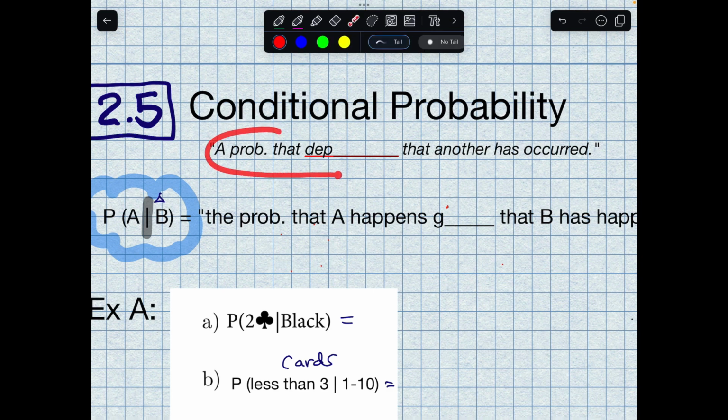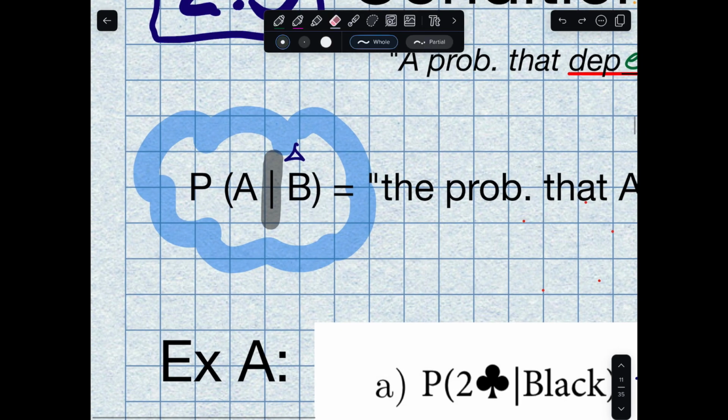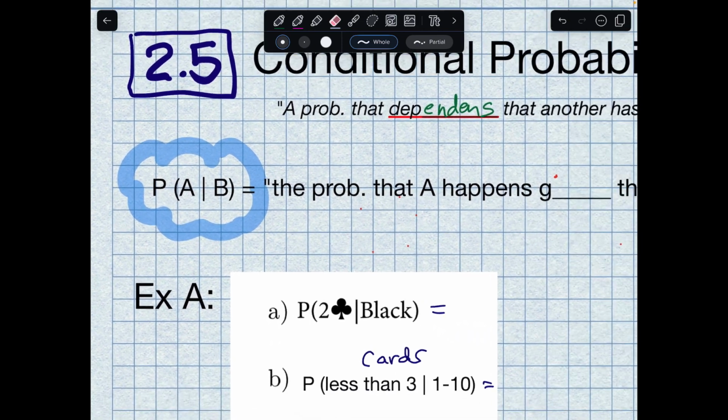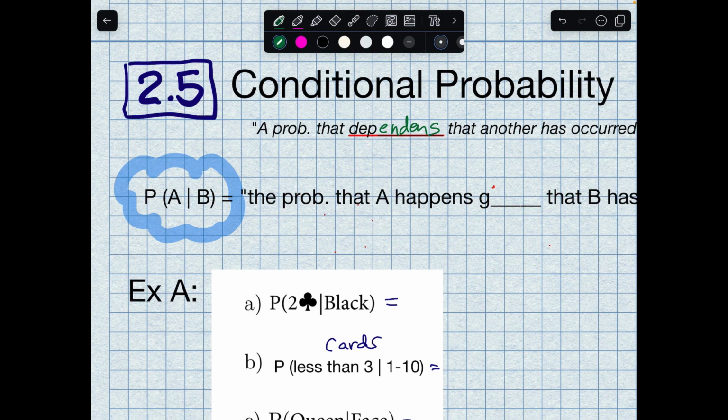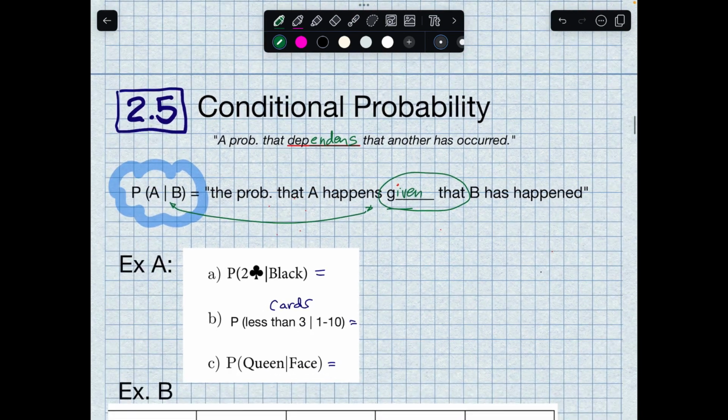Our main idea is that we are calculating a probability that depends, got to spell that right, that depends that another has occurred. All right, here is what the symbol looks like. It's got this funny bar, okay? And the way we read that is not A and B, not A or B, but what is the probability that A happens, key phrase, given that. So this symbol represents the phrase given that B has happened. So one thing depending that another thing has already happened.